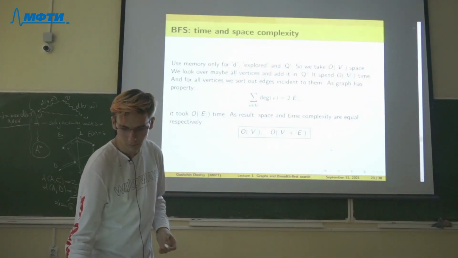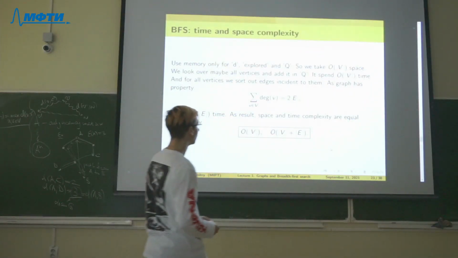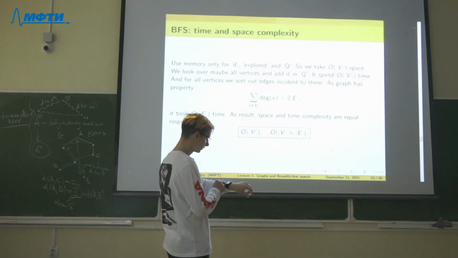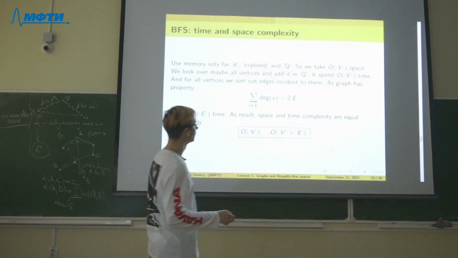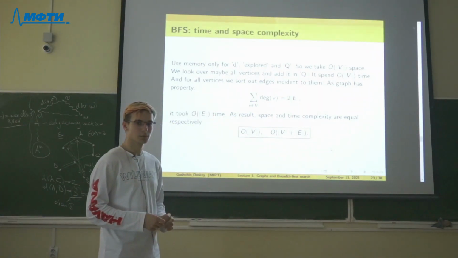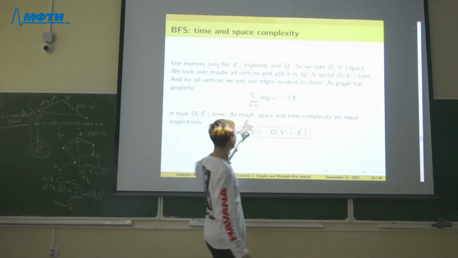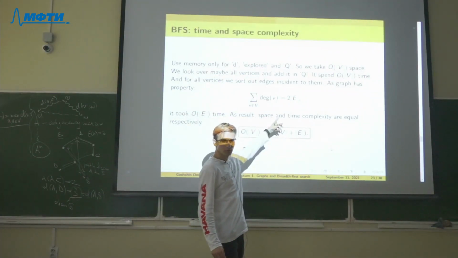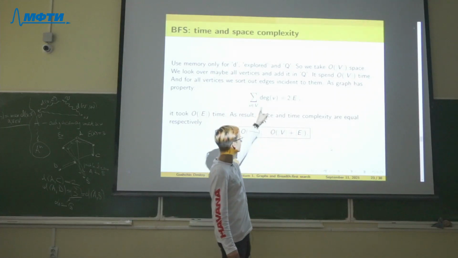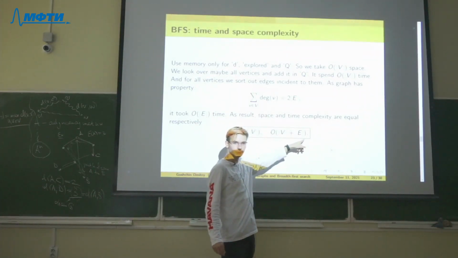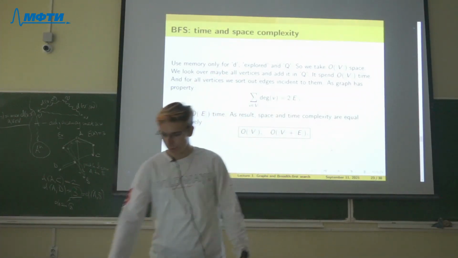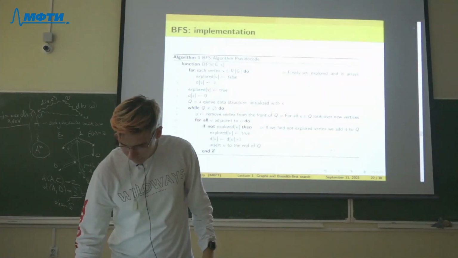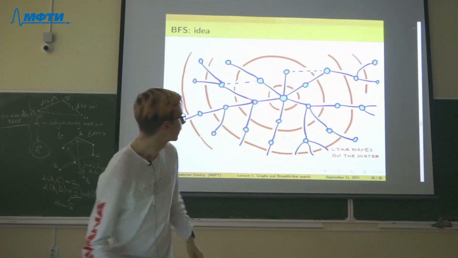Back. So why do we need to make the sum of all degrees of vertices? Why do we need it in this approximation? Because see in the example, yeah?